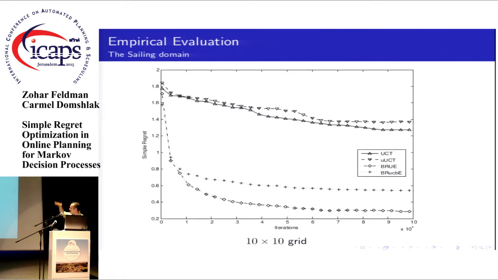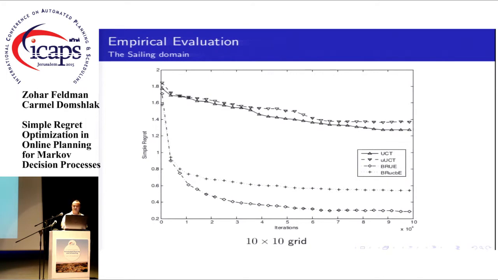So here you see the error going down, the simple regret going down over iterations. The complexity of iterations is plus minus the same. And you see that basically the top two graphs are variants of UCT. They start improving and then they typically oscillate. The third graph from above is this BRU damaged with UCT for sampling. And the bottommost graph is BRU, which surprisingly, even empirically, performs rather well on this domain.